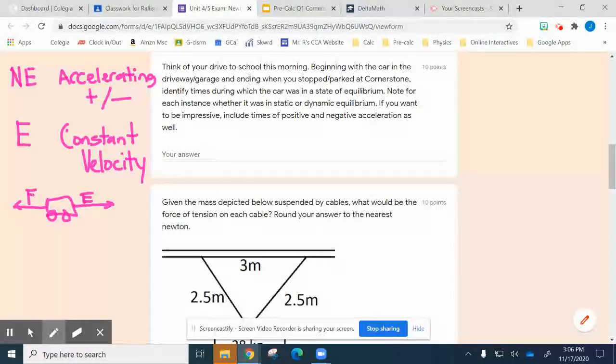So for this question, you have to think about your car. Whenever your car is stopped or moving at a constant rate, that's going to be equilibrium. And when your car is accelerating or decelerating, braking, slowing down, that's not at equilibrium. That's what you have to think about and analyze.